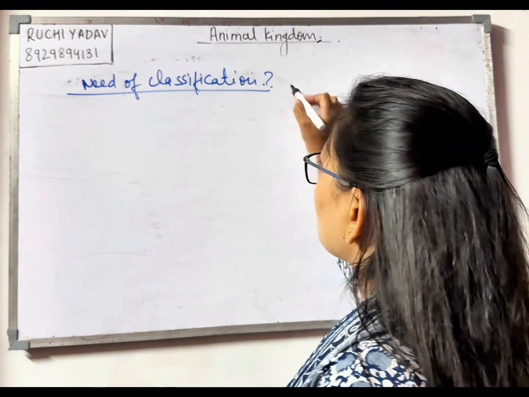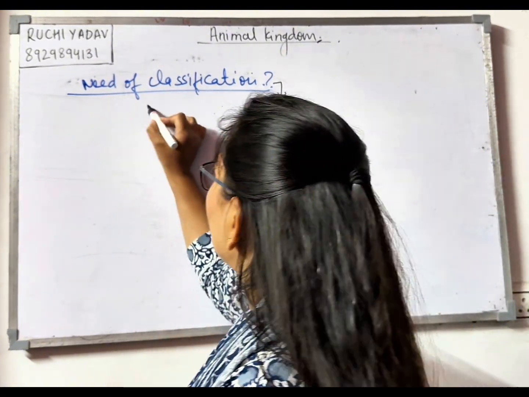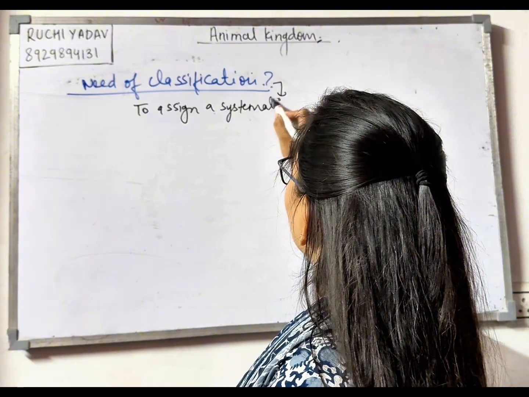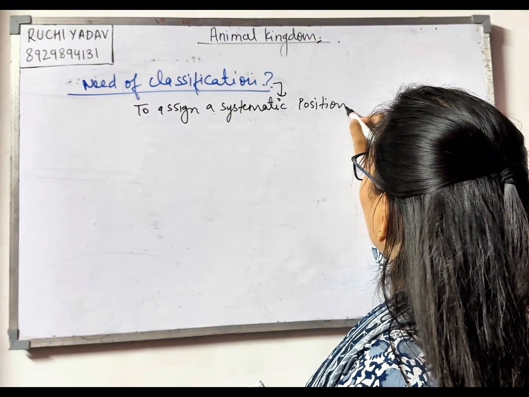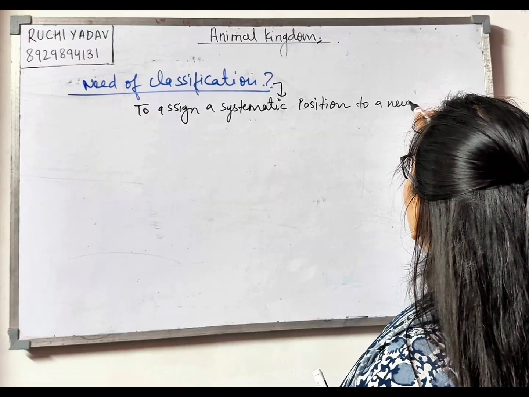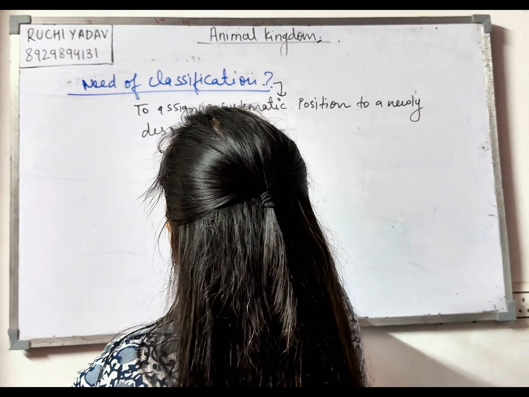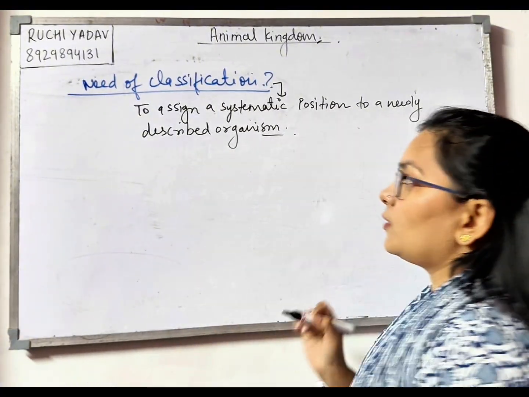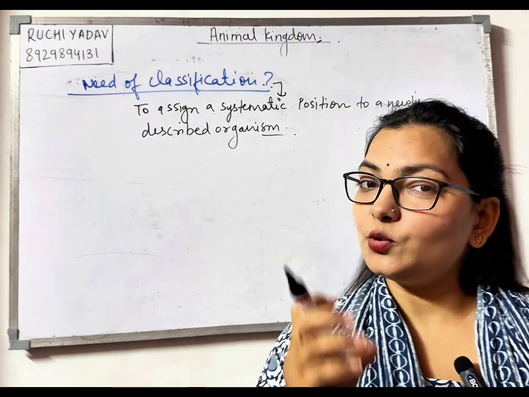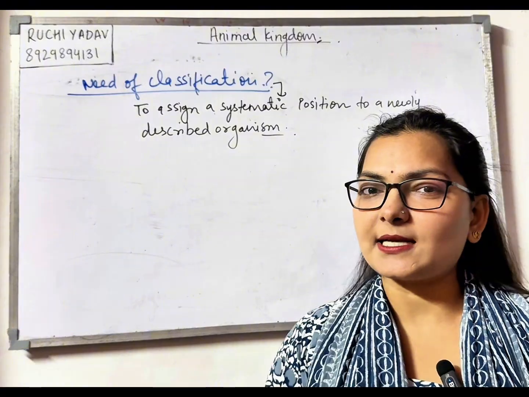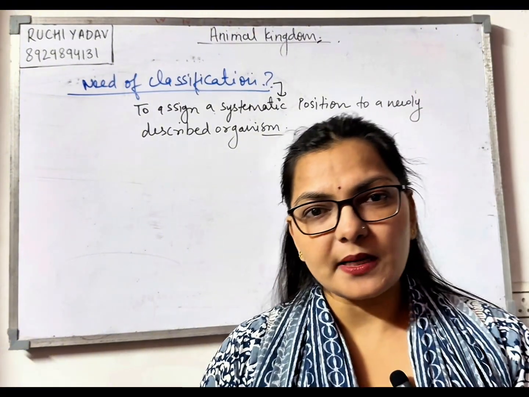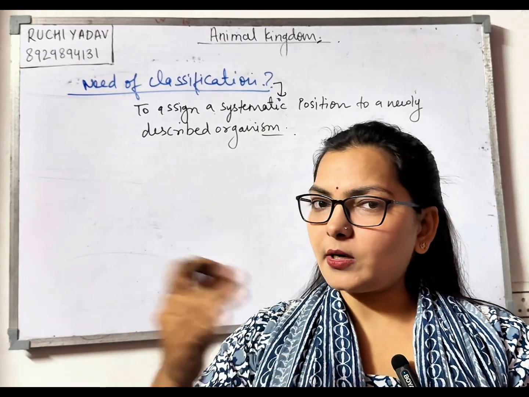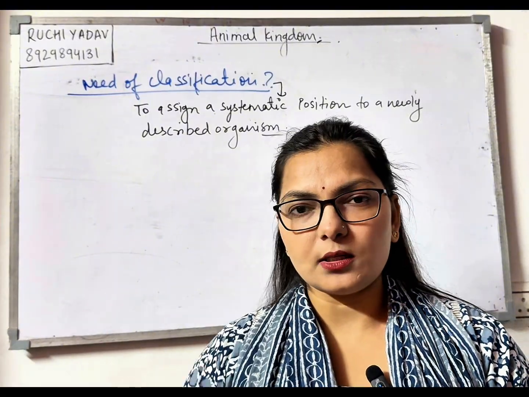Now this classification is going to help you in assigning a systematic position to a newly described organism, right? So this is the role. On the basis of this classification system, you can easily provide a particular place to a newly described organism. How can you provide the particular place? On the basis of similarities and differences, right? So whether it shows more similarities with a particular group, accordingly you can place that organism into that group.